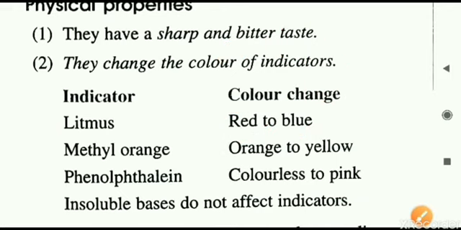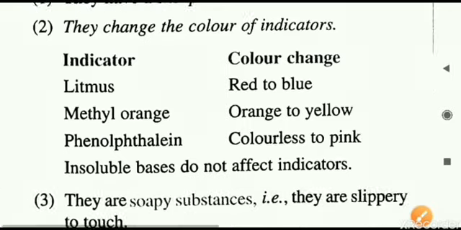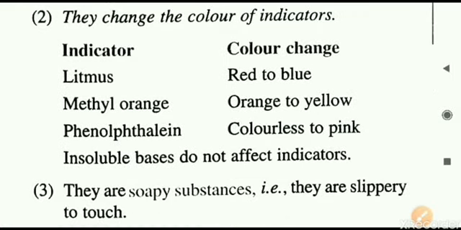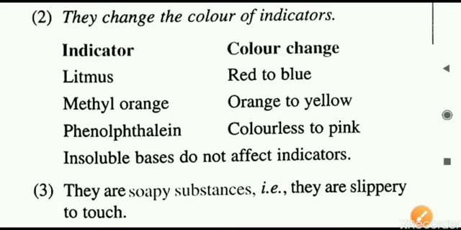The next one is methyl orange. Methyl orange changes color from orange to yellow in the case of base. Next is phenolphthalein. Phenolphthalein shows pink color in the case of bases. The last one given here is insoluble bases. Only the water soluble ones, the alkalis, can be used. Generally the insoluble bases are not indicated with the help of indicators.